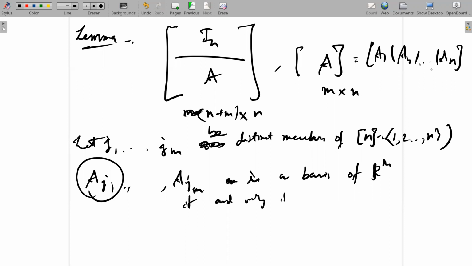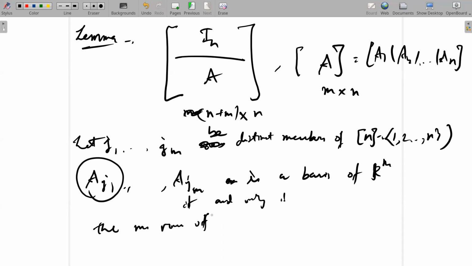So this is the lemma that will do it. A_{J1}, ..., A_{Jm} is a basis of R^m if and only if the m rows, so take the rows of A, are all linearly independent. We have chosen, by the way, when we talk about a standard form polyhedron, we always assume, if it is non-empty, then we can always assume A is full rank by just doing Gaussian elimination and row echelon form and so on.